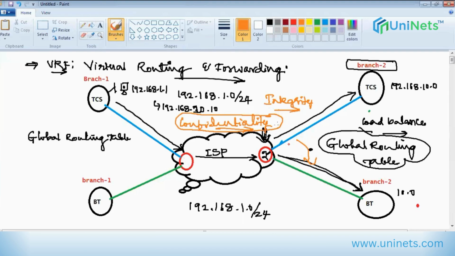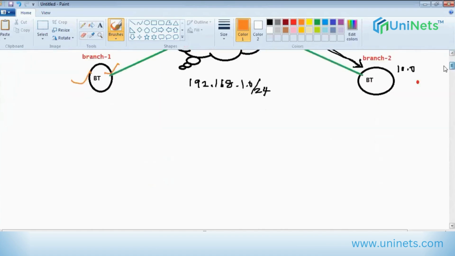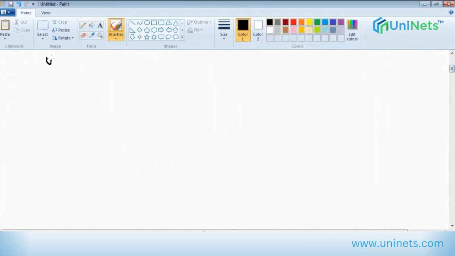Clear? So in order to keep them separate, if I save them in my global routing table, I cannot do that. I need to differentiate them. This is TCS traffic and this is BT traffic, and these are TCS routes and these are BT routes. How do I differentiate them? Right? So in order to do that, Cisco has come up with a concept called VRF, which is virtual routing and forwarding.